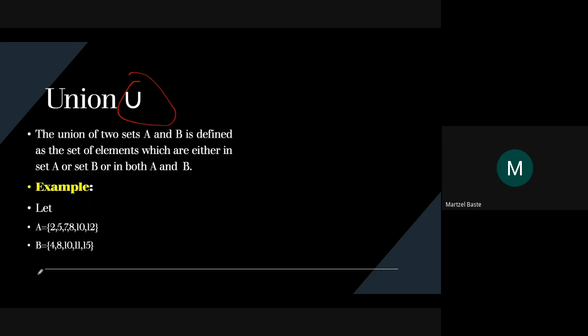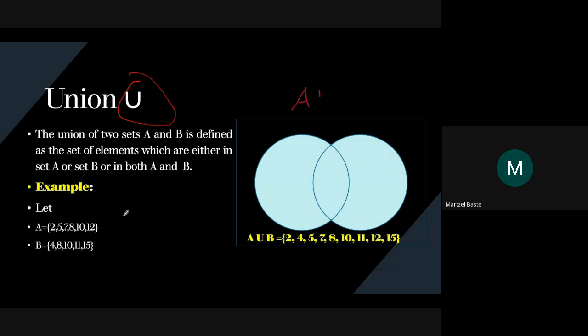For example, let A be a set with elements 2, 5, 7, 8, 10, and 12, and let set B have elements 4, 8, 10, and so on. If we are going to do the union, this will give us a Venn diagram. Sorry, my nose is itchy. This will have a Venn diagram like this.